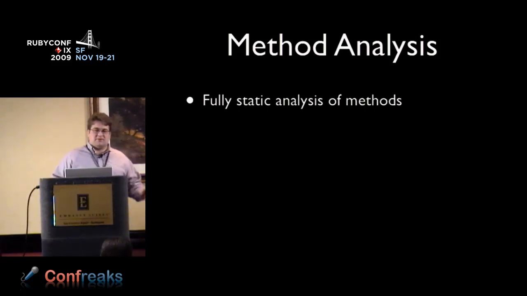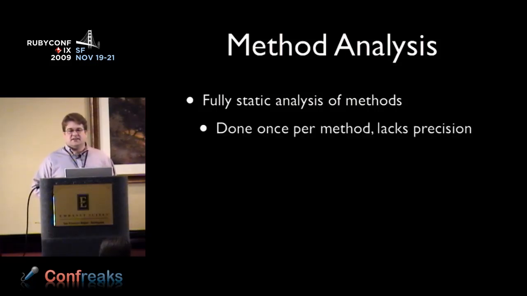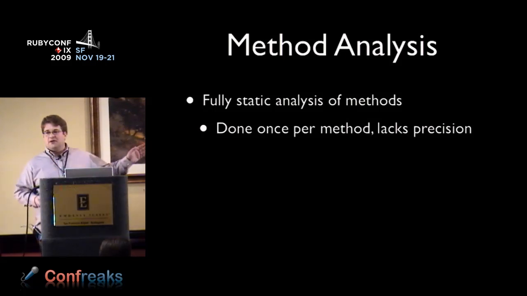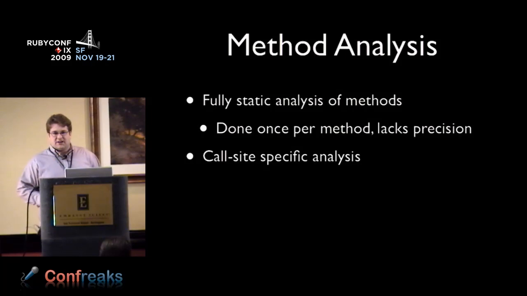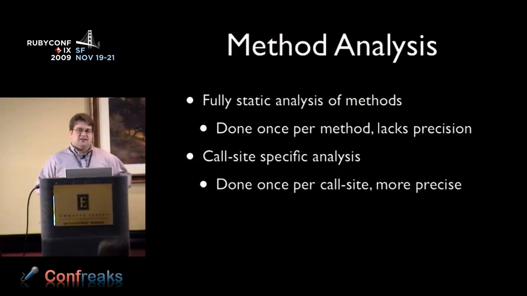So there are a couple of different ways we can do this method analysis. We can actually do a fully static analysis of methods, and this is great because we only have to do it once per method, but it's not so great because it's not so precise, because it means that we have to decide everything we know about a method based on just looking at the contents of that method and not knowing about where its call sites are, what its arguments are, or anything related to that. So instead, we could do a call site specific analysis, which basically says that at each call point, we could redo this analysis with the known arguments, and that would allow us to be much more precise. Unfortunately, this is also much more time consuming.